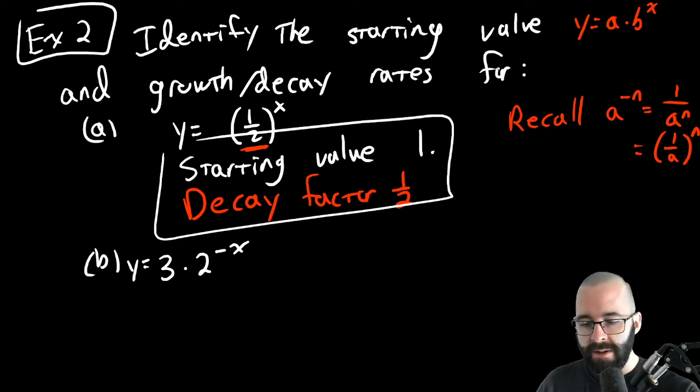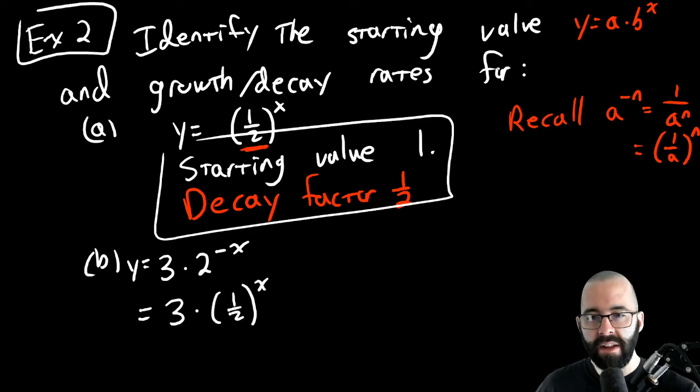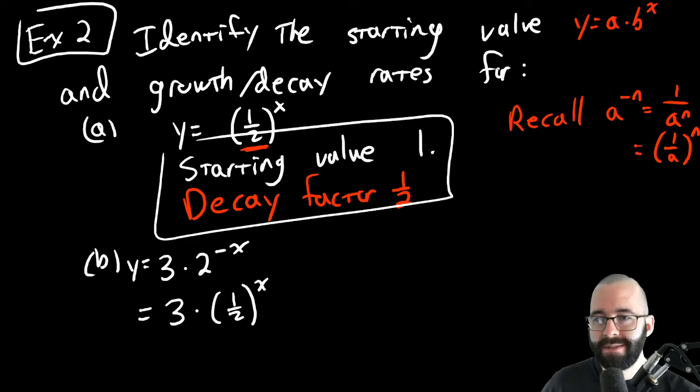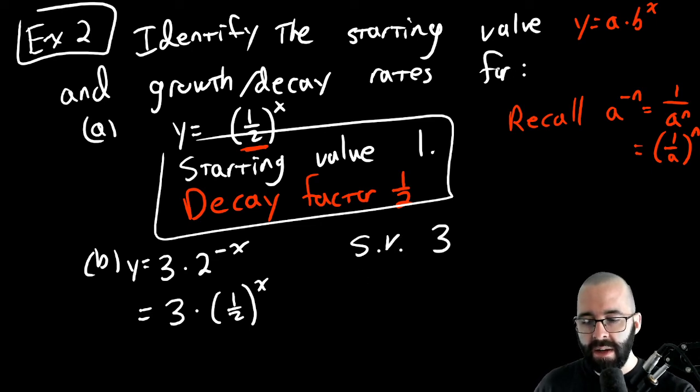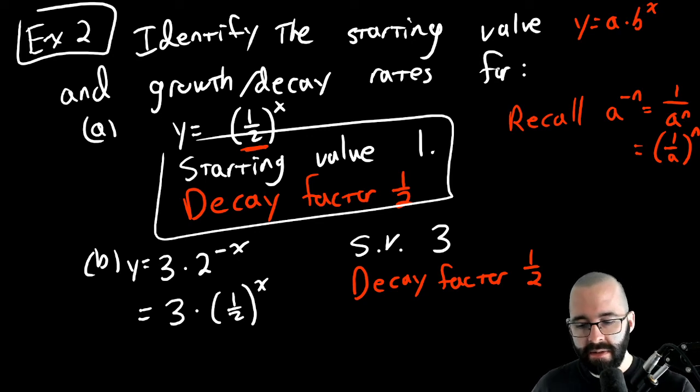That's what we're going to do right here. This is the same thing as 3 times 1/2 to the x. Don't believe me? Graph it on Desmos. So again, the starting value is that a value. And again, we have a decay rate or decay factor, whatever you want to call it, of 1/2.